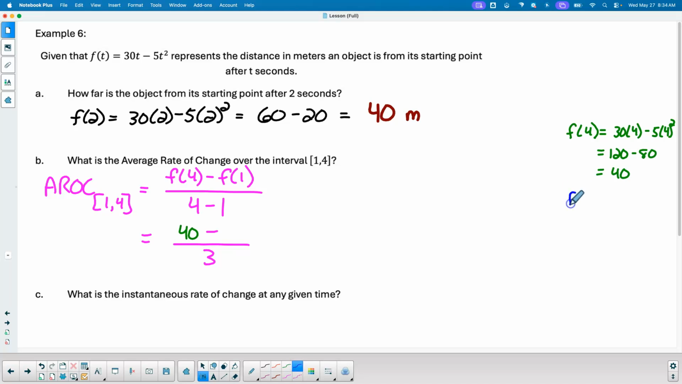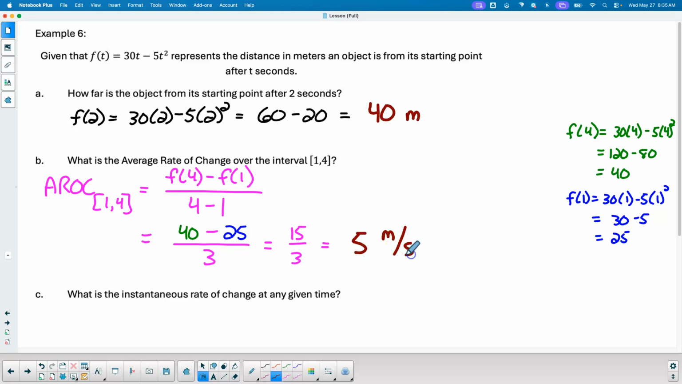Then I got to do f of 1, and that's 25. 40 minus 25 is 15. 15 divided by 3 is 5 meters per second. Do we agree with that?